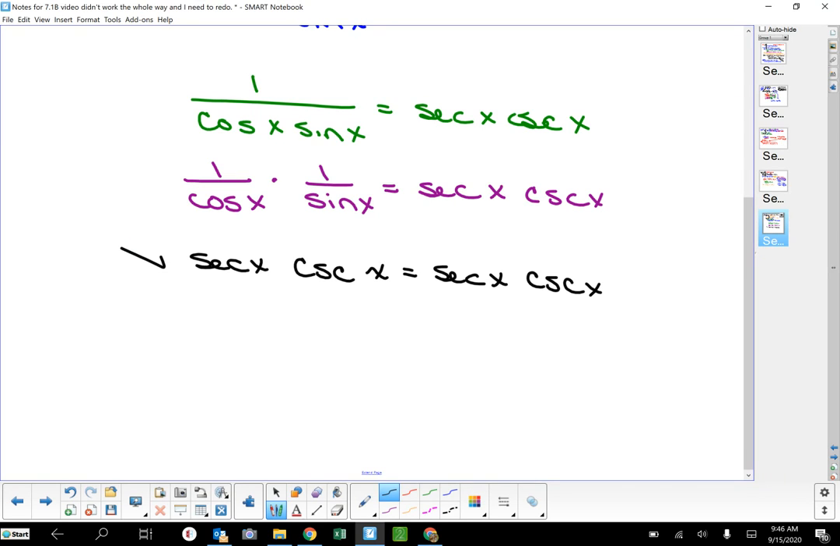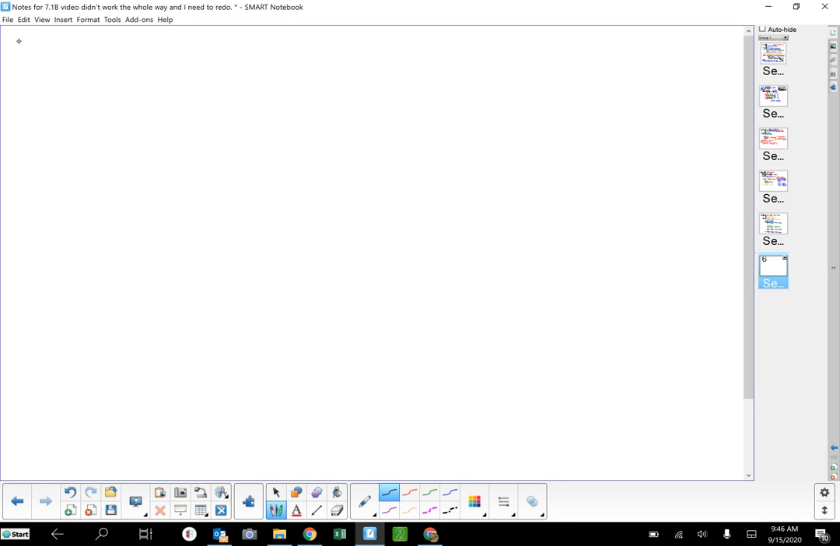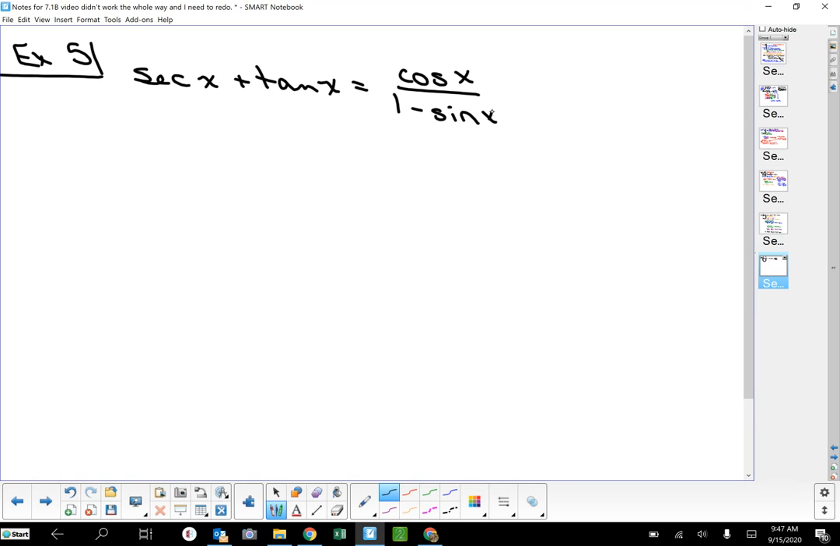Okay, example number 5, new screen. Again, we're just going through a bunch of different examples here because the more of these you see, the more of these you try, the better and better you're going to get at them. So this one is secant x plus tangent x equals cosine x over 1 minus sine x.